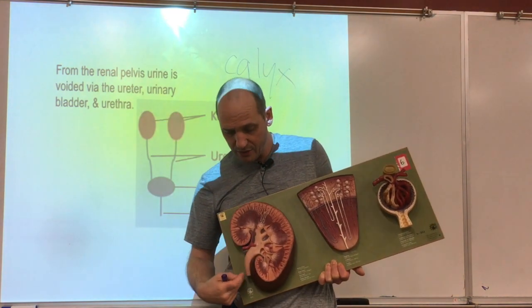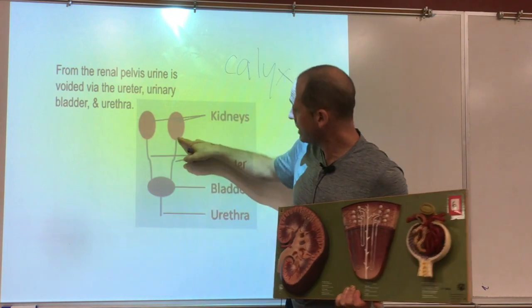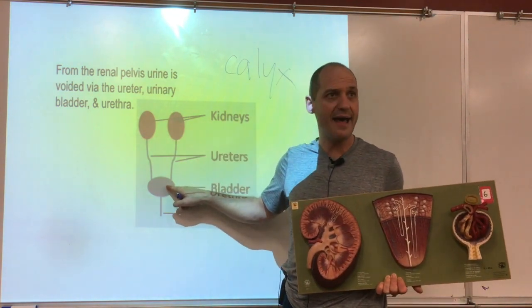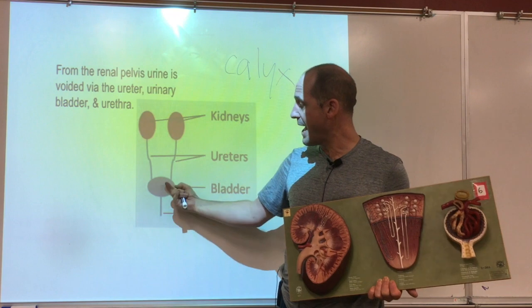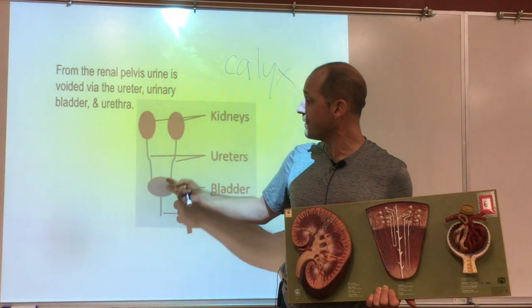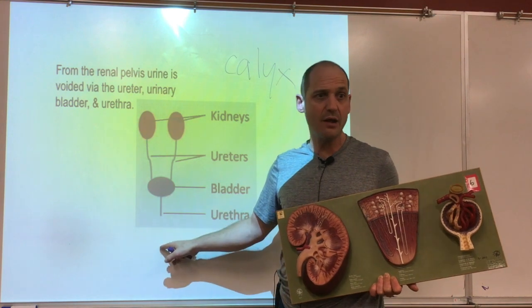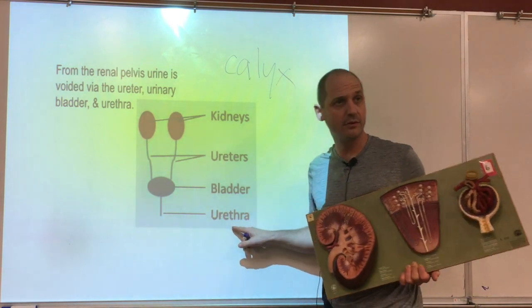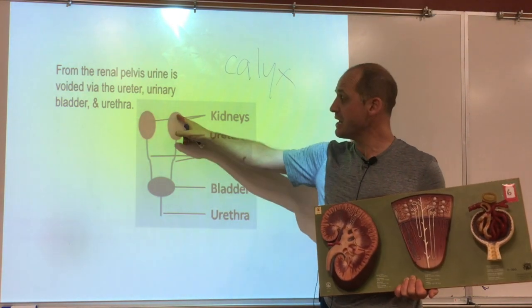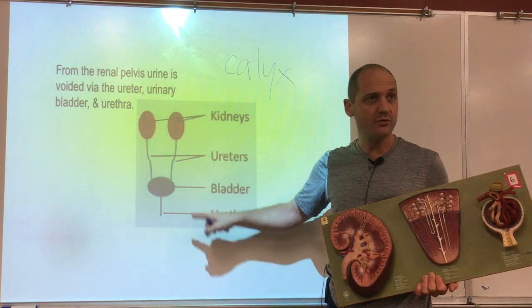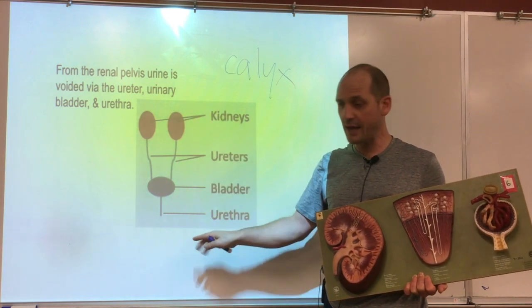And then from there, it gets out of the kidney, goes to behind the bladder, and comes in behind the bladder on the bottom. And that's called the ureter. And then from the bladder, we pee it out, and that's called the urethra. So then we have kidney, ureter, bladder, urethra. And then goodbye.